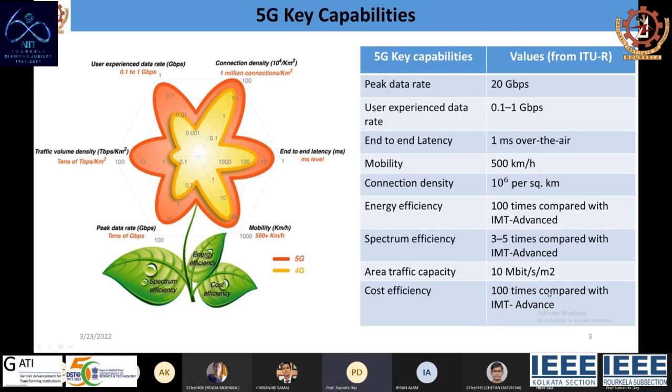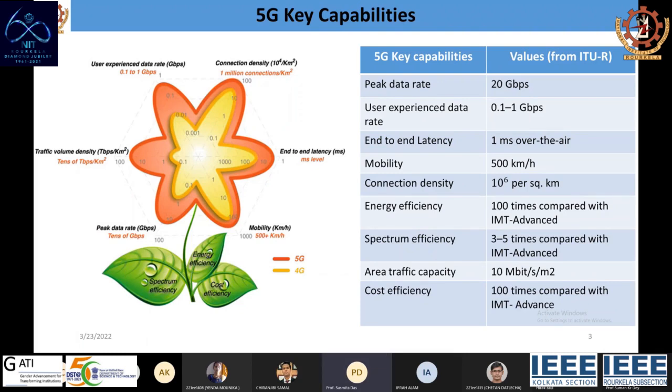Now the key efficiency indicators, the three key efficiency indicators. One is the spectrum efficiency, that is bps per hertz per cell, or bps per hertz per square kilometer. It defines the data throughput per unit of spectrum resource per cell, or per unit area. Then the energy efficiency, that is bits per joule, the number of bits that can be transmitted per joule of energy. The third one is the cost efficiency, the number of bits that can be transmitted per unit cost.